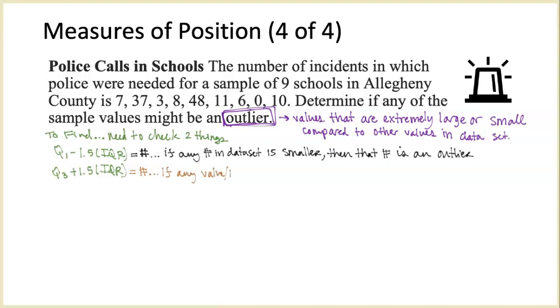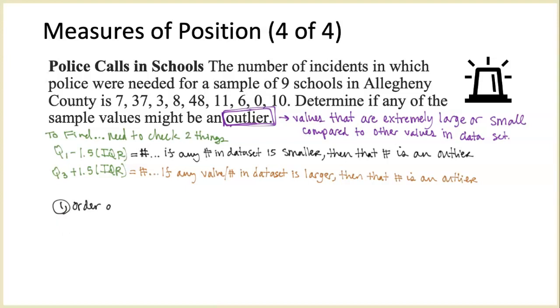So when we find this value, if any of these numbers is larger than that value, then that number is an outlier. So if we calculate this and it ends up being 40, well, in our data set we have 48. Since 48 would be larger than this number, that would be an outlier. So this is the process we would use to determine outliers.